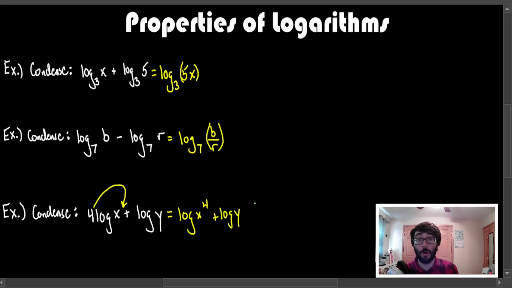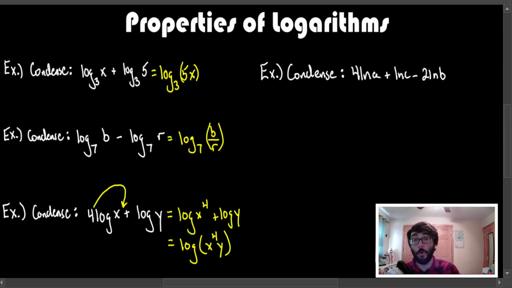And now I can actually go even further. I have two logarithms adding one another, and they have the same base. These are both common logs with a base of 10, which means I can now multiply the arguments. So this is actually going to end up being equal to log of x to the 4th times y, which is just x to the 4th y. Okay, that would be our final answer.